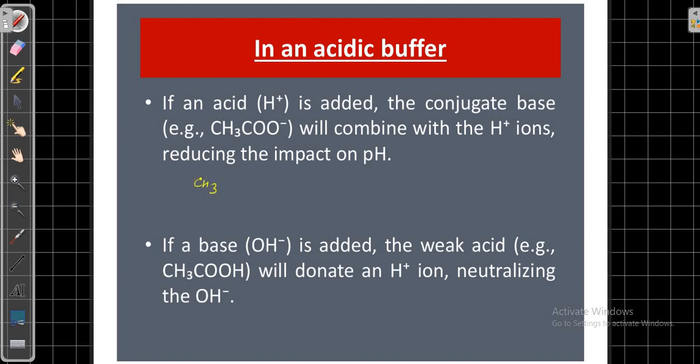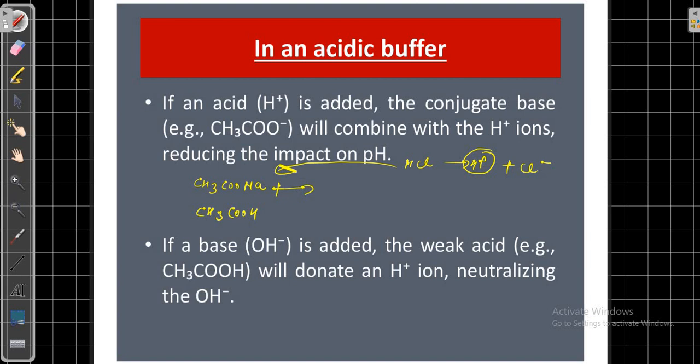One is CH3COONa, that is the sodium acetate, and another component is CH3COOH, that is the acetic acid. Suppose we have HCl, so what will HCl provide? H+ and Cl- ions. When this HCl is added to this buffer system, what will the CH3COONa part do?